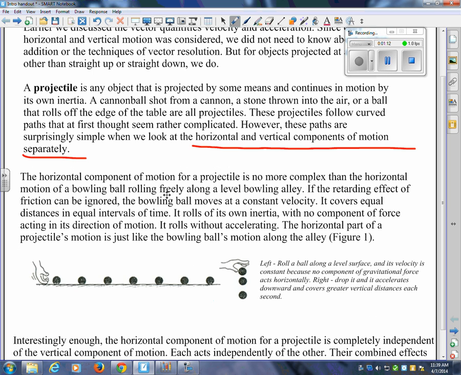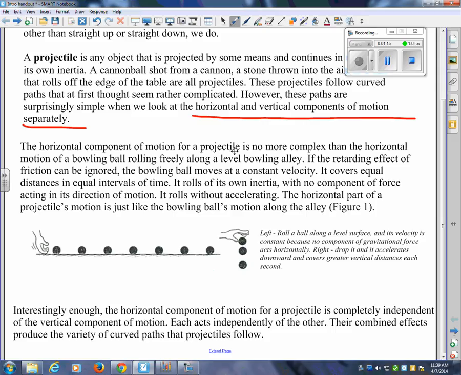The horizontal component of motion for a projectile is no more complex than the horizontal motion of a bowling ball rolling freely along a level bowling alley. If the retarding effect of friction can be ignored, the bowling ball moves at a constant velocity. Friction is the slowing down, right? If you ignore friction, it doesn't slow down. It covers equal distances in equal intervals of time. It rolls of its own inertia, with no component of force acting in its direction of motion.